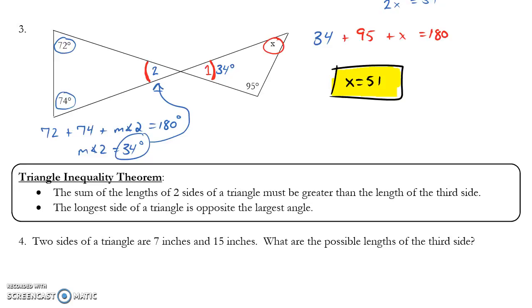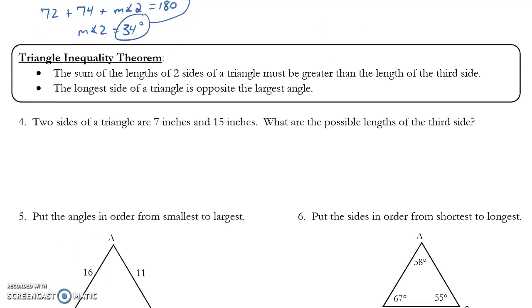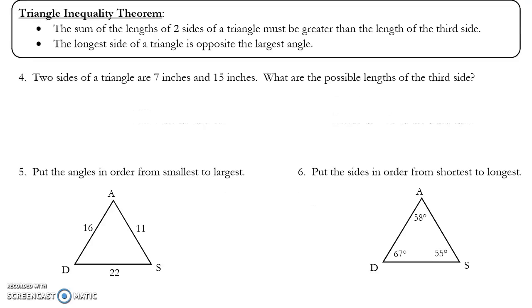So that was the first part of the lesson on day 1, where we just talked about the three angles in a triangle. The second part of the lesson focused on the three sides of our triangles, and that dealt with the triangle inequality theorem, stating that the sum of the lengths of any two sides of a triangle must be greater than the length of the third side.